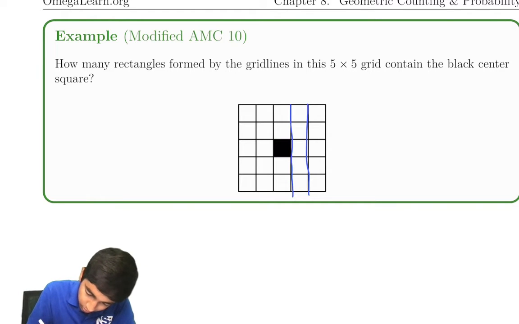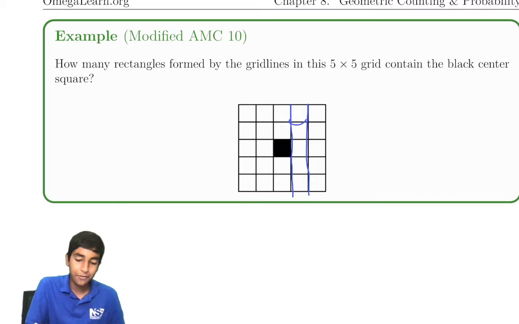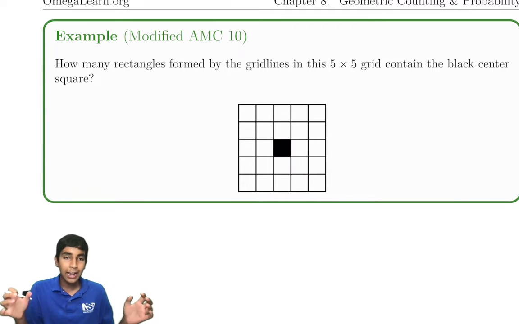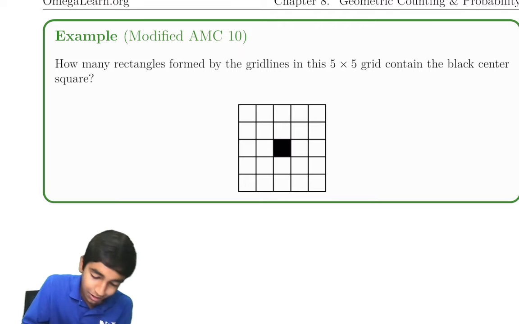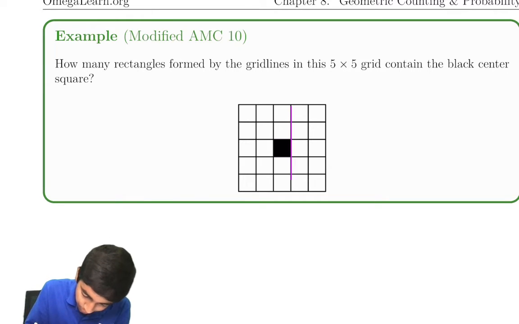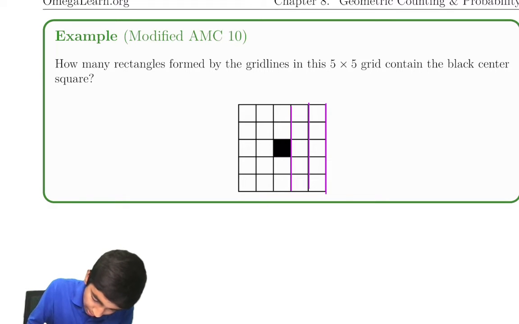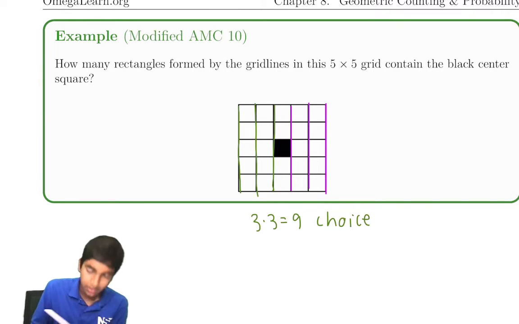There's no way the black square can be inside anymore. So yes, it is indeed true. You might have to choose a vertical line on the right side and one on the left side. How many ways are there? Well, 1, 2, 3 choices for the right vertical line. And then 1, 2, 3 choices for the left vertical line. So 3 times 3 equals 9 choices for vertical lines.